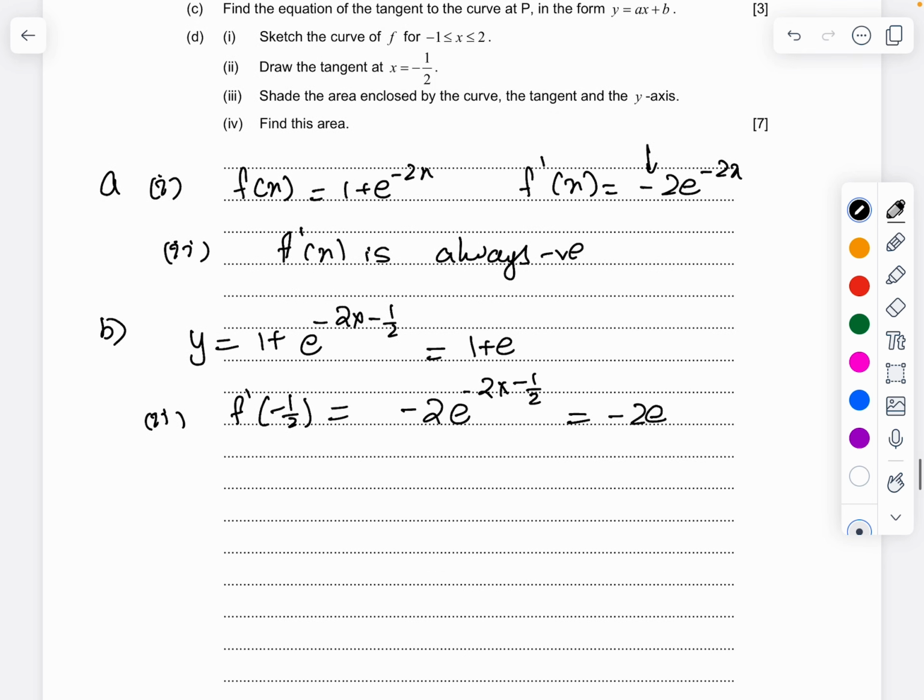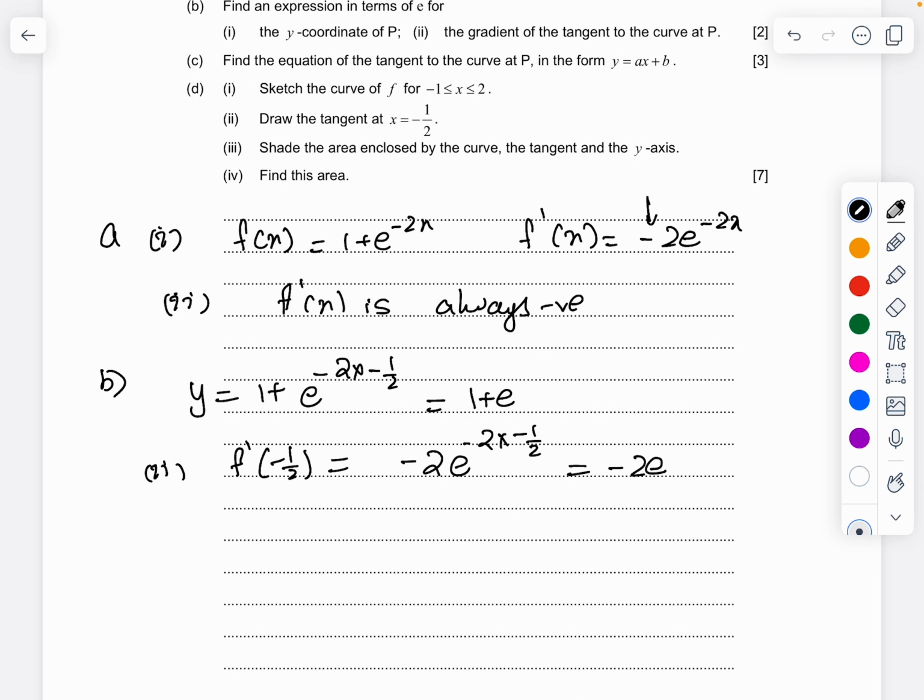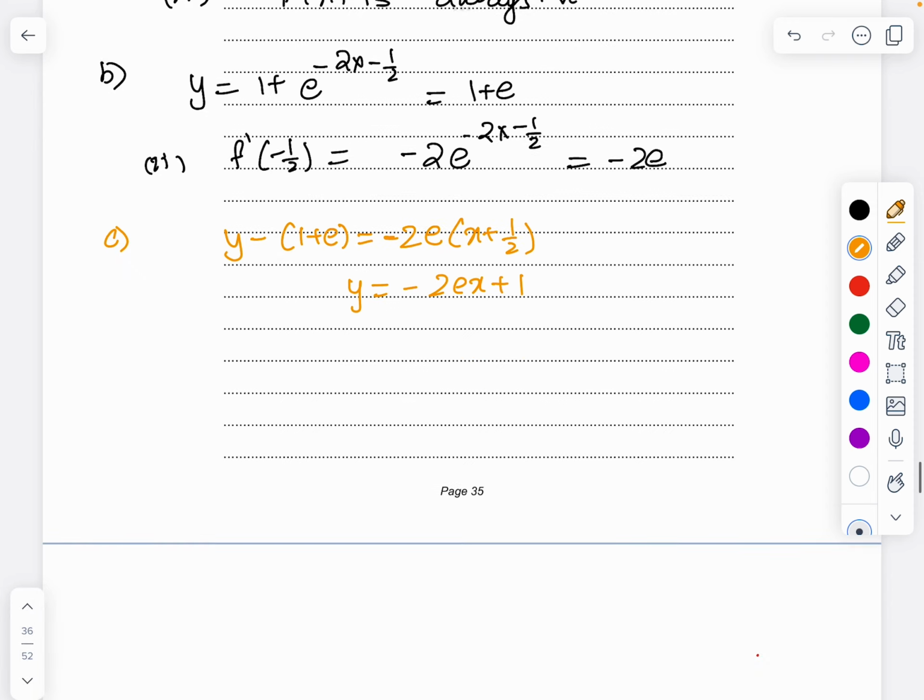Now in part C, find the equation of the tangent. Equation of a tangent is y minus y1 equals m, which is minus 2e, times x minus x1. Simplify that, you should be getting y equals minus 2ex plus 1. Part D, sketch the graph of that one.